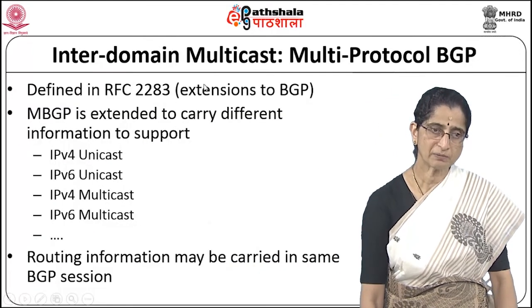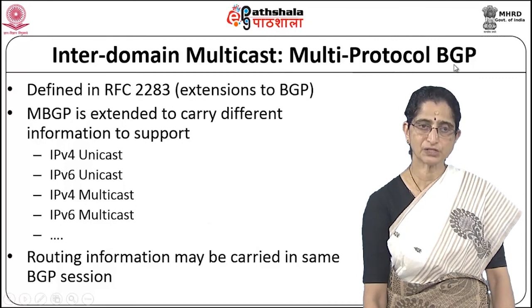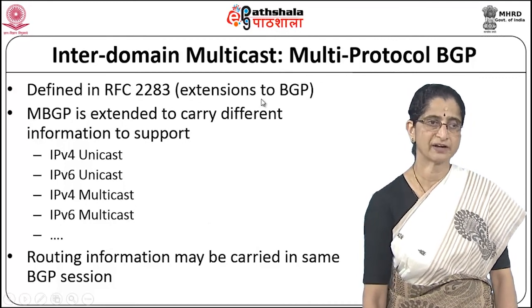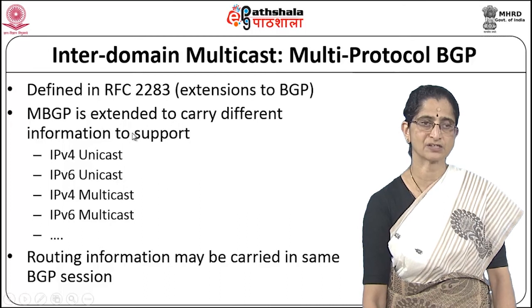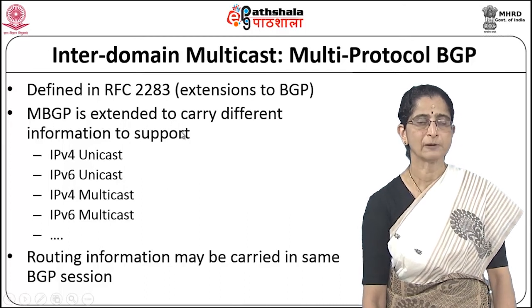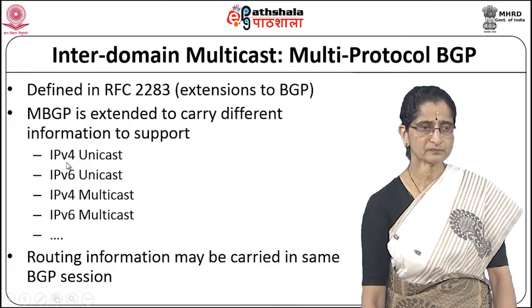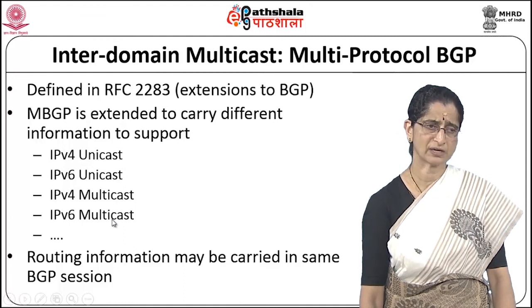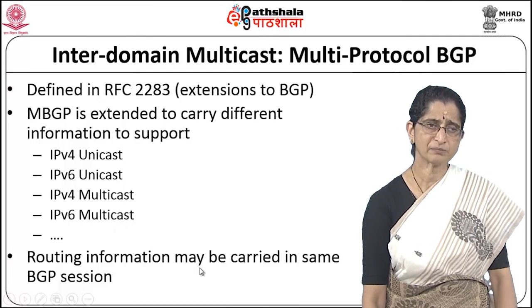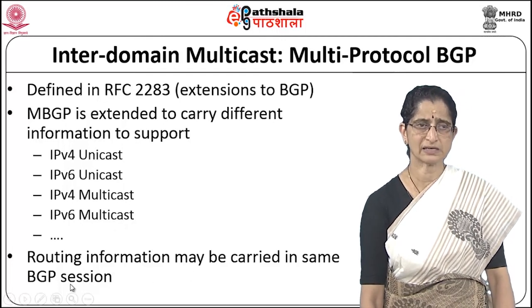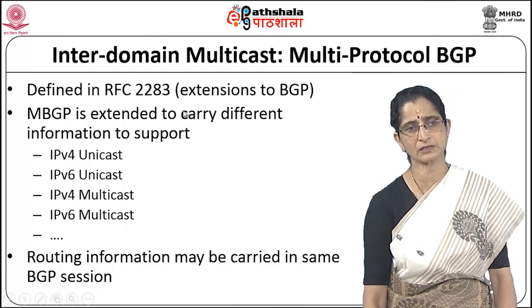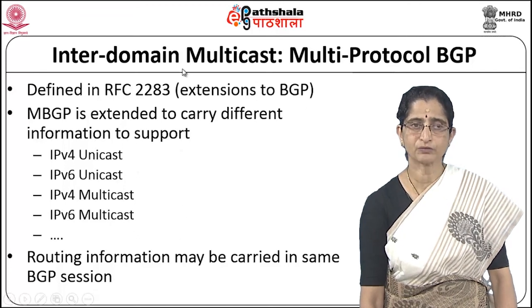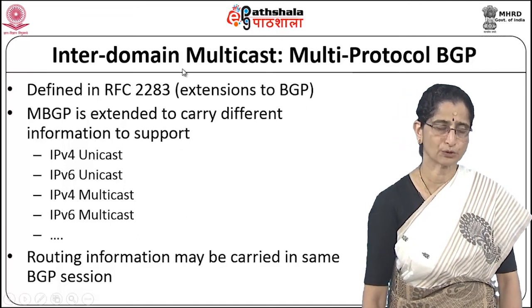So for inter-domain multicast, we also have support from the BGP protocol, which has been extended to support multicasting, which is called the M-BGP protocol, multicast BGP protocol. And you have support for IPv4 unicast, multicast, IPv6 unicast, multicast, and so on. And routing information in this case is carried in the same BGP sessions. Okay, so this is what is done for support for multicast in the other protocols that are available as well.